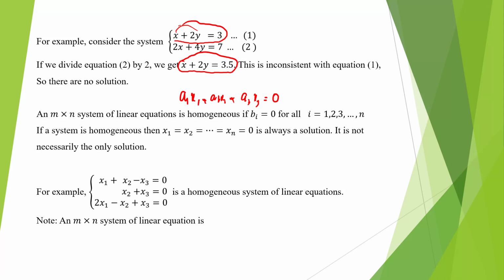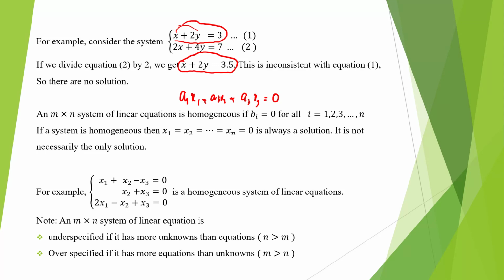An m cross n system of linear equations is underspecified if it has more unknowns than equations, that is, the number of unknowns is more than m. You have 3 equations, but you have 4 unknowns. For example, 3 equations and 4 variables. This is what we call underspecified.